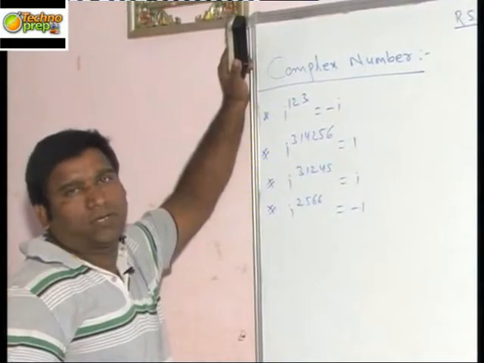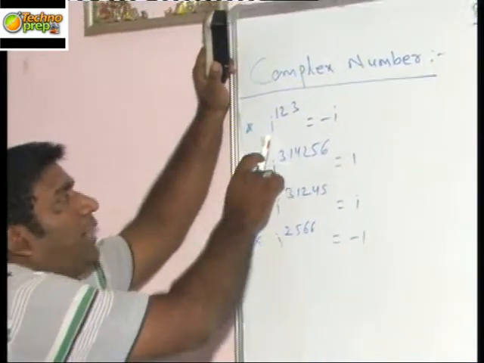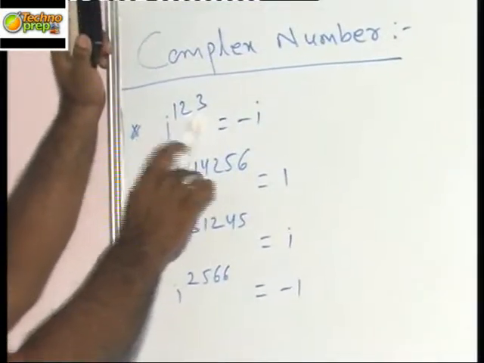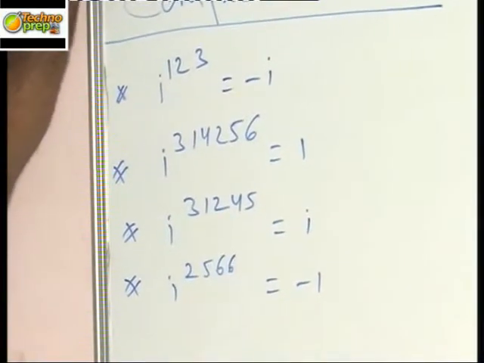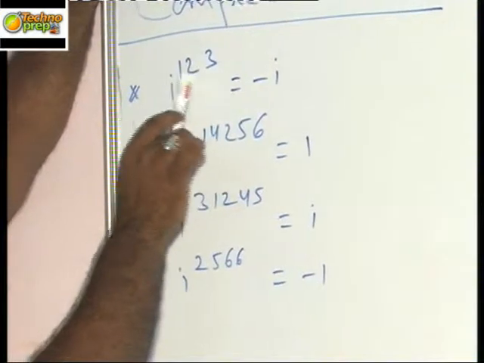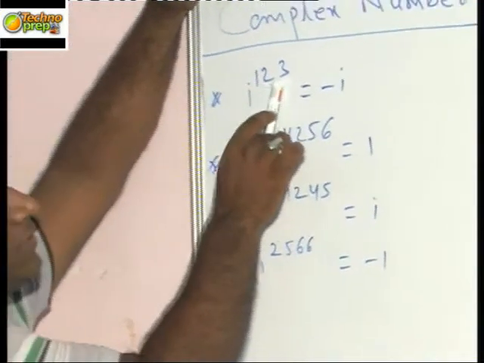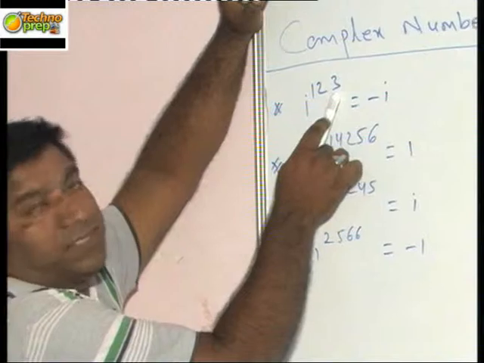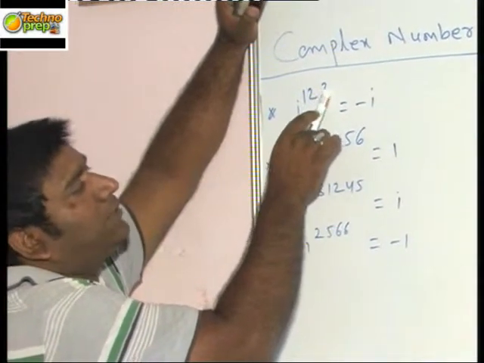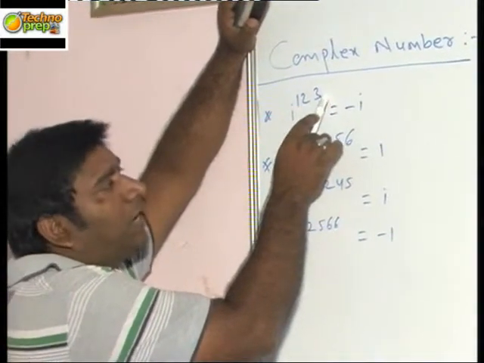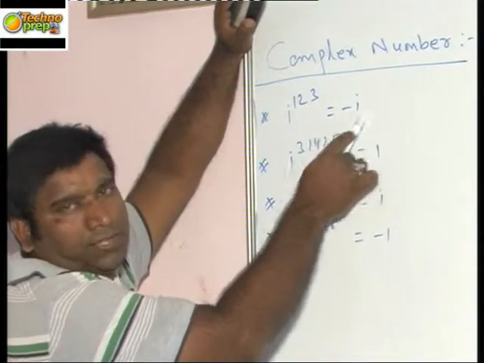Using the value of i square equals minus 1, we can find the value of i to the power 123. Using that formula, we divide the number by 4 and check the remainder. 123 divided by 4 leaves remainder 3. So the remainder 3 means i cubed, which equals minus i.